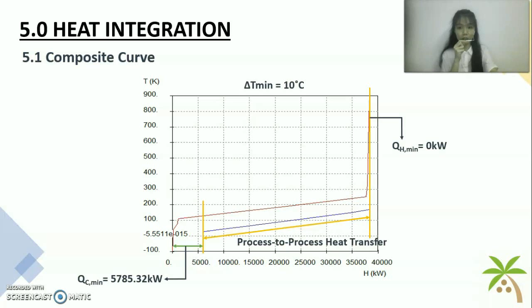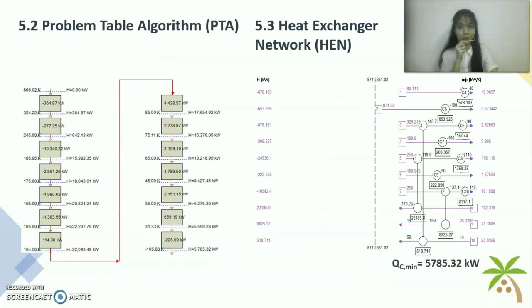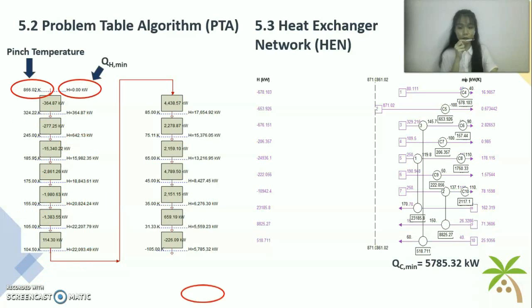In our design, the minimum cold utilities required, QC min, is 5,785 kilowatt, while the minimum hot utilities required, QH min, is 0 kilowatt. Next, the problem table algorithm, PTA, is generated to find the pinch temperature of our process. From the cascade, three important pieces of information are shown. They are the pinch temperature, QH min, as well as QC min.